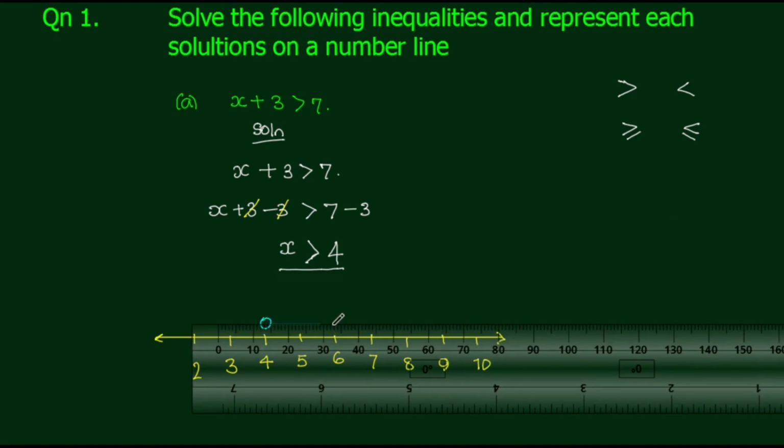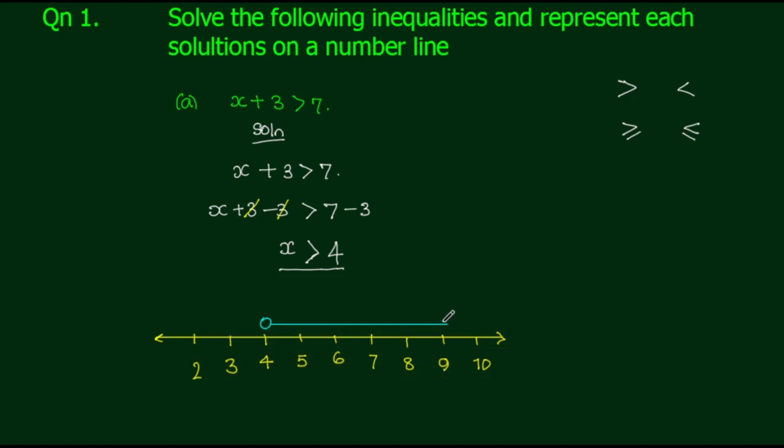We can draw this, not really too big, to any length of your choice, and you give an arrow, meaning there are more numbers going in the right hand side which are greater than 4. So we can also represent it here for somebody to easily read. So we have here x is greater than 4, and that is the solution for the first number.